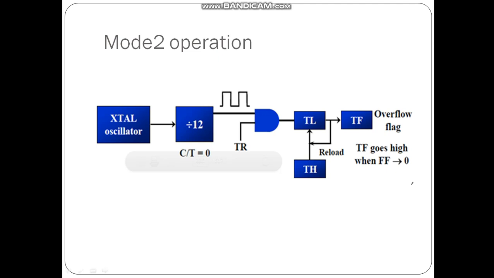Then continuously we need to monitor to check if there is an overflow. Once overflow is detected, that means the required delay is achieved. Then automatically TL will be reloaded with the value that is present in the TH register.